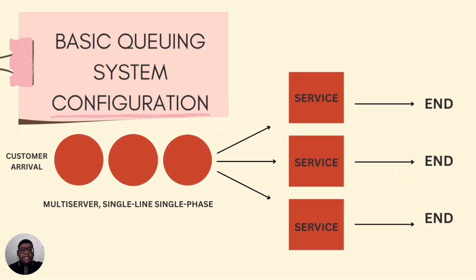For the basic queuing system configuration, since our data is multi-server, single line, single phase, is the best. This is the diagram. The customer arrives, waits in the queue, gets their service, and ends.